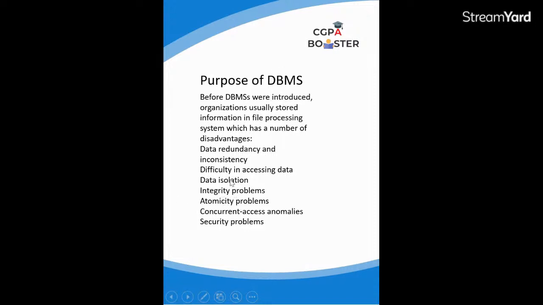Let's go over some more problems that we faced in file processing. Difficulty in accessing data. As mentioned before, the same name might be mentioned in 4 places. Getting one but not the other would actually create a lot of mess. Then there was a data isolation problem that was faced again. Integrity problems, atomicity problems, concurrent access anomalies, and security problems. All these will be covered in the later slides or in the later videos, so that you all get a detailed idea about what can be done.